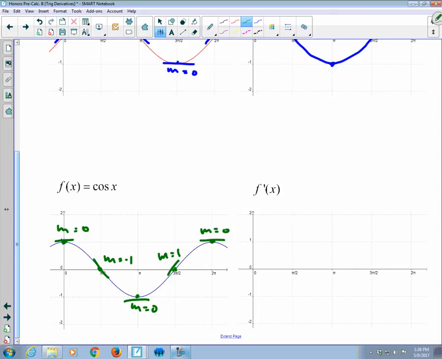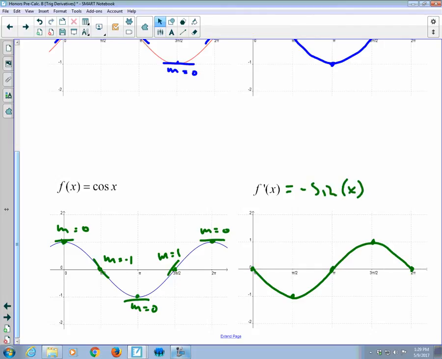So right here, we start out with a slope of 0, and then at pi/2, we get a slope of -1. Then at pi, we get a slope of 0. At 3/2 pi, we get a slope of +1. And at 2 pi, we get a slope of 0 again. Now following this progression, we're seeing the derivative of cosine take on the form of negative sine x. So we've got the derivative of sine as cosine and the derivative of cosine as negative sine.